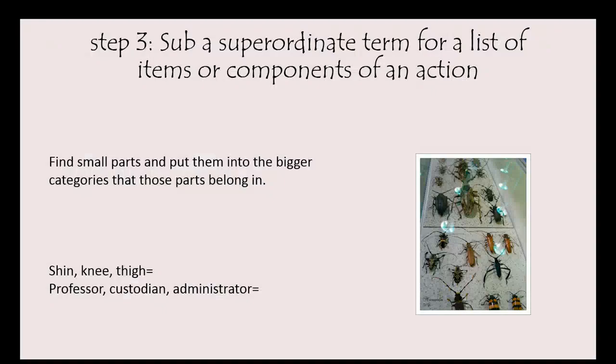Number three, a superordinate term for a list of items or components. This is a long way of saying find things that are listed and just say what the list is actually a list of. Shin, knee, and thigh are a list of parts of the leg. Professor, custodian, administrator: employees of a college.